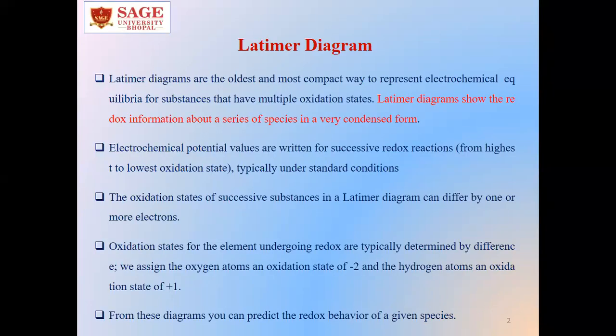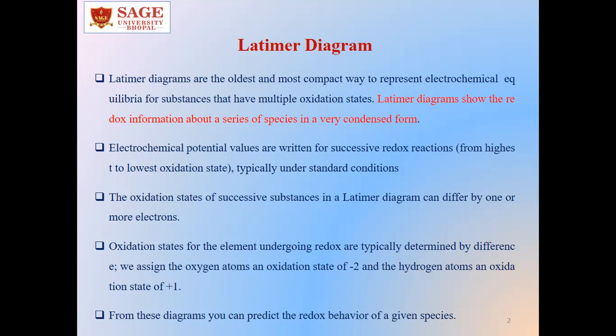What is a Latimer diagram? Latimer diagrams are the oldest and most compact way to represent electrochemical equilibria for substances that have multiple oxidation states. Latimer diagrams show the redox information about a series of species in a very condensed form. Electrochemical potential values are written for successive redox reactions from highest to lowest oxidation state, typically under standard conditions. The oxidation states of successive substances in a Latimer diagram can differ by one or more electrons.